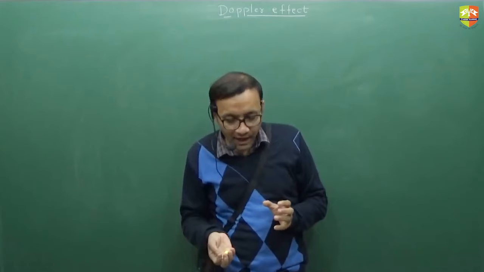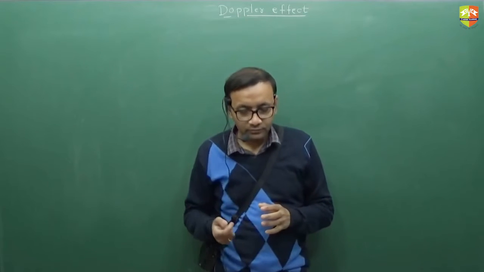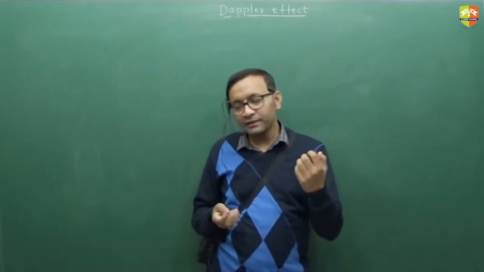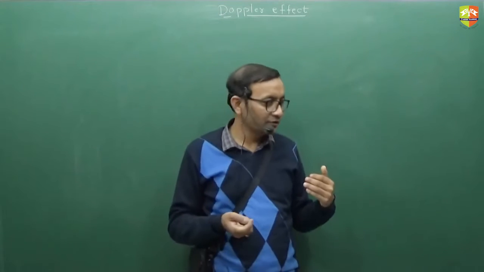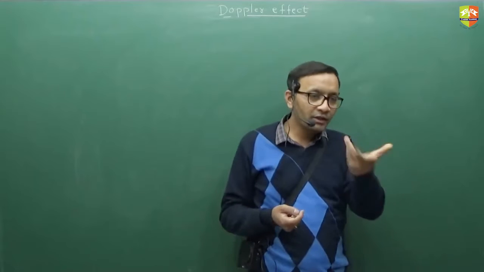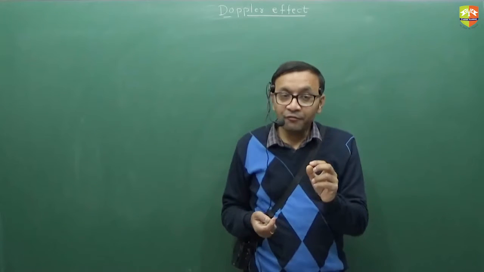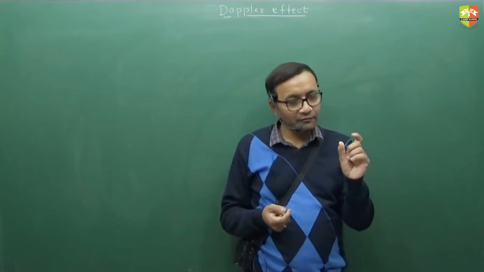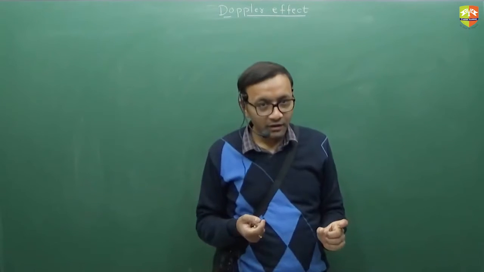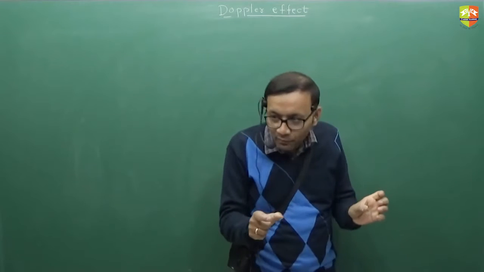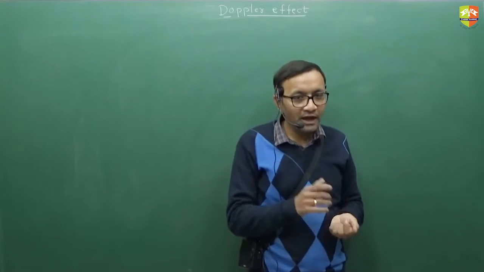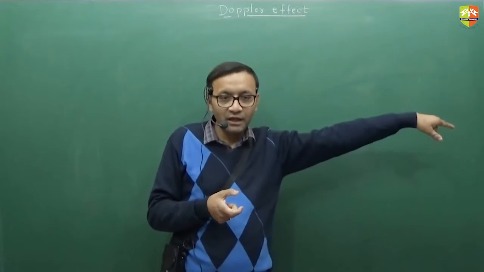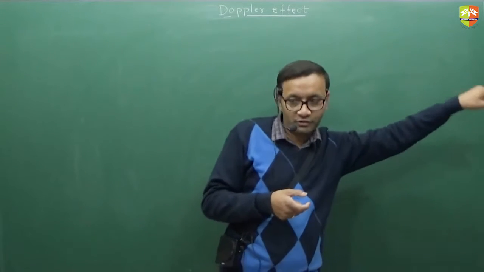Okay, so if source and the observer start moving, then the actual frequency they will not hear. The observer will not hear the actual frequency, observer will hear some other frequency. If you find out the relation between what frequency the observer will hear based on how fast they are moving, the observer can have an instrument to calculate the frequency, and if the observer knows what the original frequency was, he can calculate the velocity of the source.